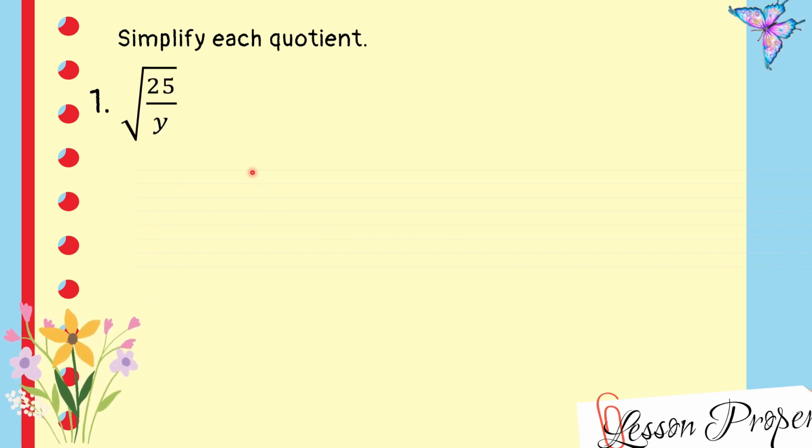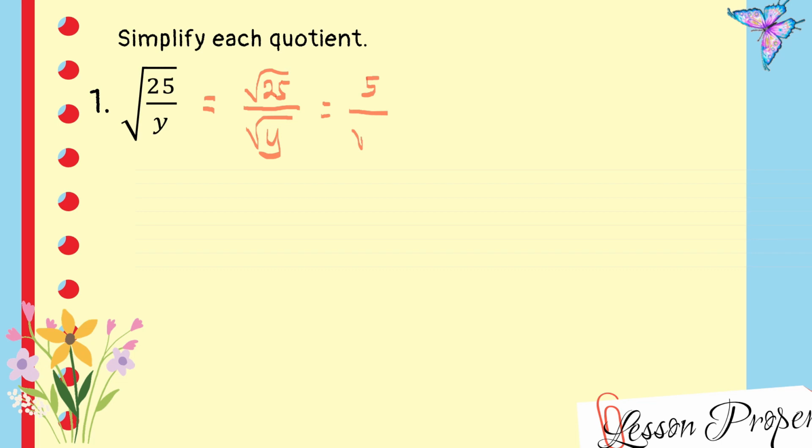Examples: square root of 25 over y. So to get the answer, we separate the two. We get the square root of 25 over the square root of y. So square root of 25 is 5 over square root of y.